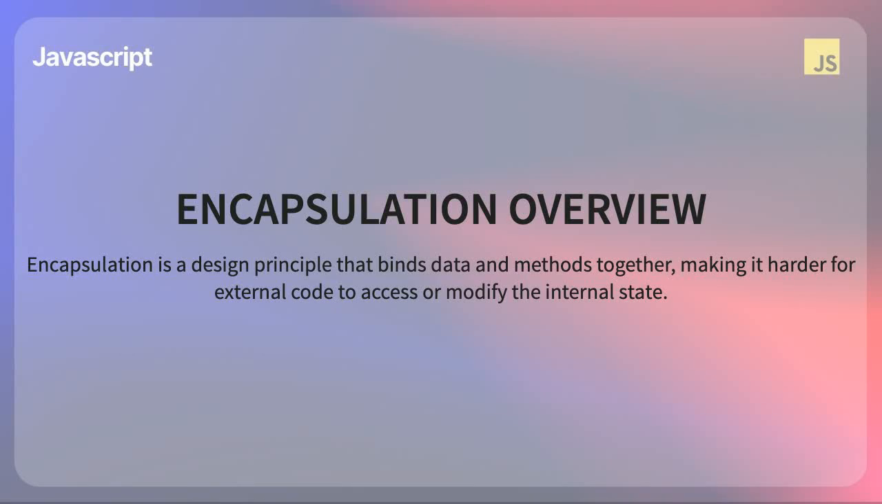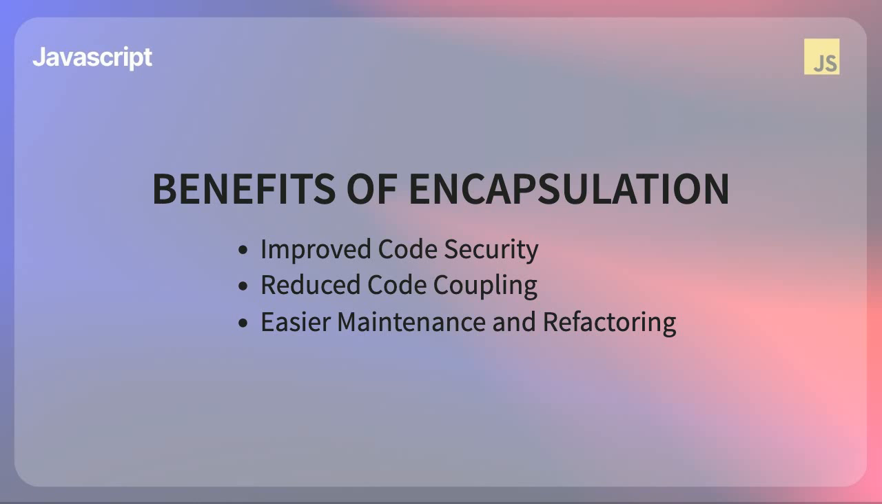Today, we're going to explore what encapsulation means in the context of object-oriented programming. Encapsulation is a fundamental concept that helps protect our code by hiding its internal details and exposing only necessary information through public interfaces. So why is encapsulation important?